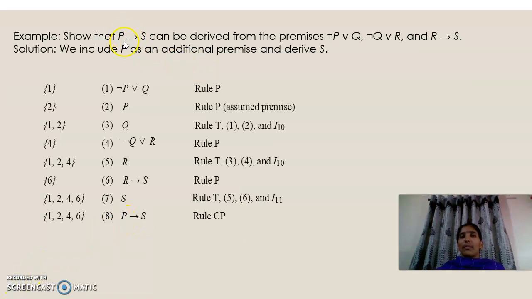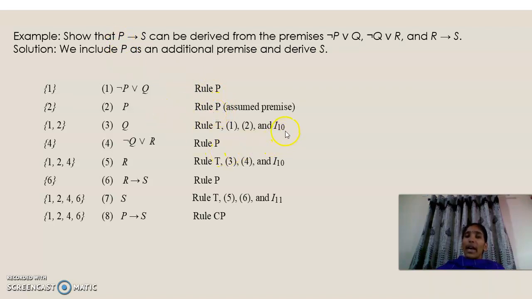The next problem is also the same. Show that P conditional S can be derived from the premises negation P conditional Q, negation Q or R, and R conditional S. Here the conclusion is conditional, so you compulsorily have to take an assumed premise by rule P. The first premise, negation P conditional Q, is rule P, and P is also rule P. Why can you write it as rule P? This P is available in the conclusion, and P is also available in the given premises. That's why we write rule P here.